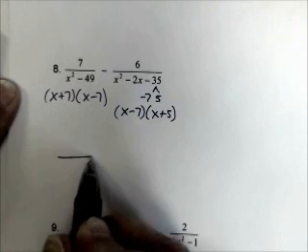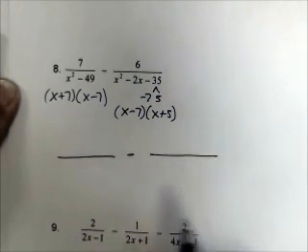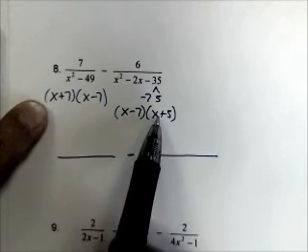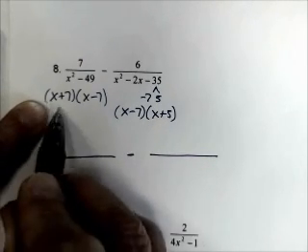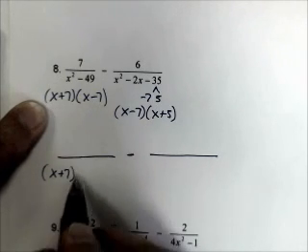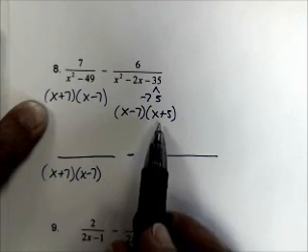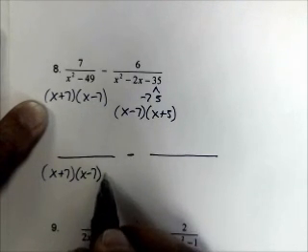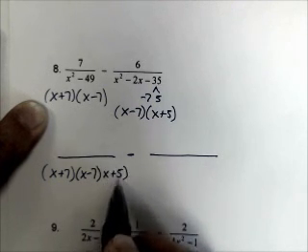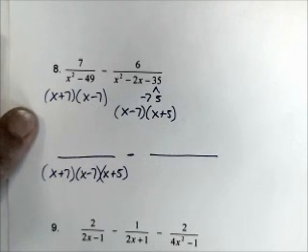Okay, well, what is the same denominator? What's our least common denominator here? X plus 7, this one doesn't have one, but we need it. X minus 7, they both have, so we need one x minus 7. And x plus 5. Again, it's each factor the greatest number of times it occurs in any denominator.